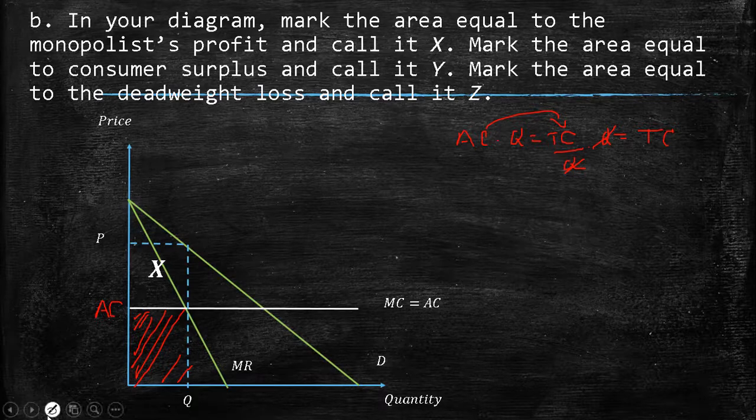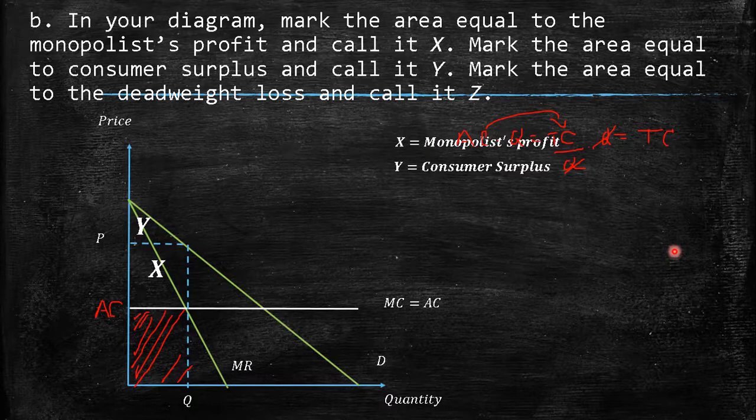So this difference makes X automatically the total profits. Then this is the monopoly's profits. The Y should be the consumer surplus, and then Z should be the deadweight loss.